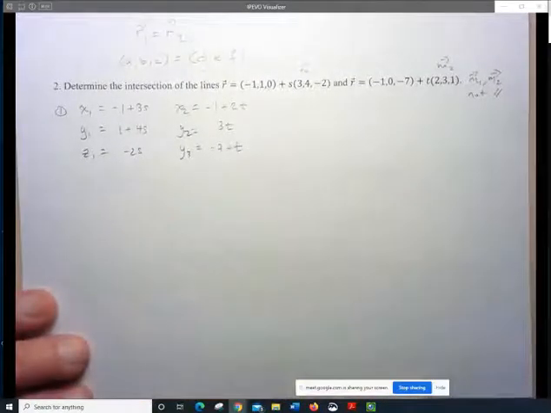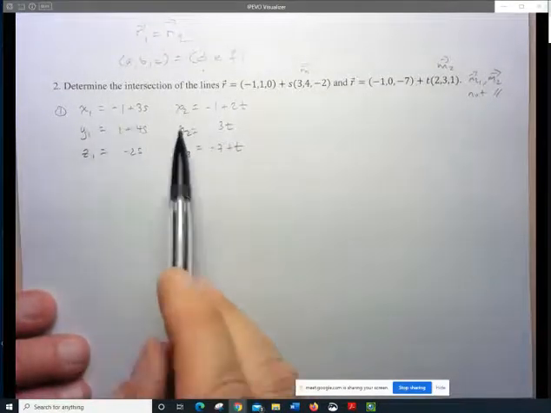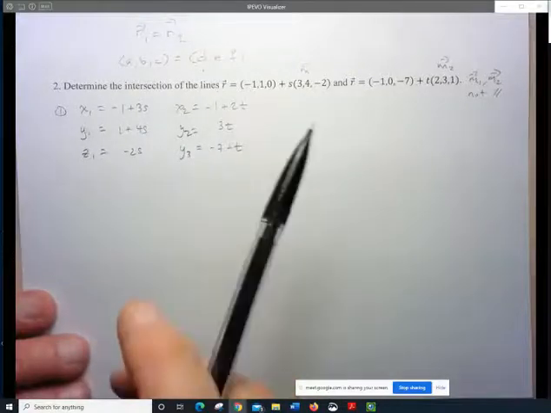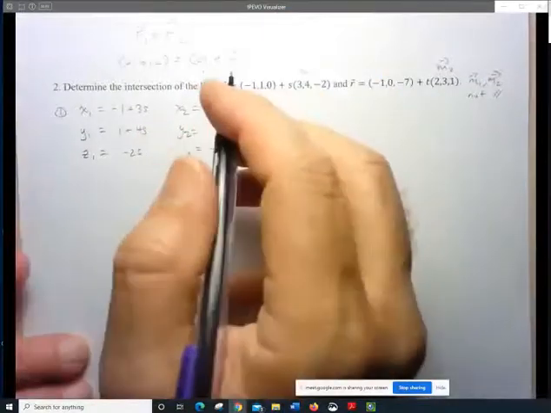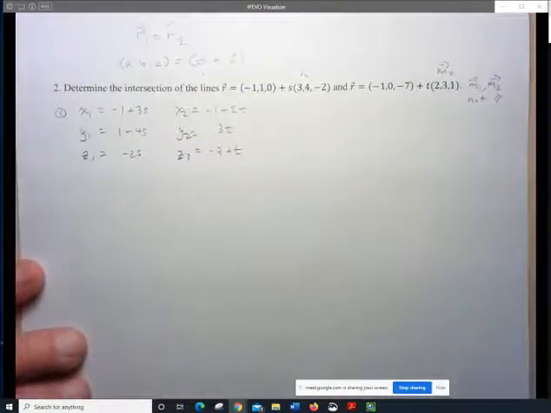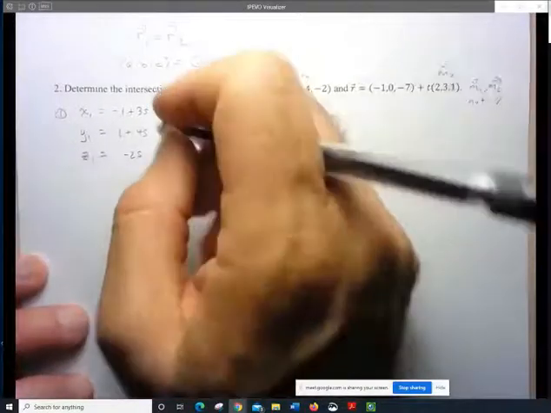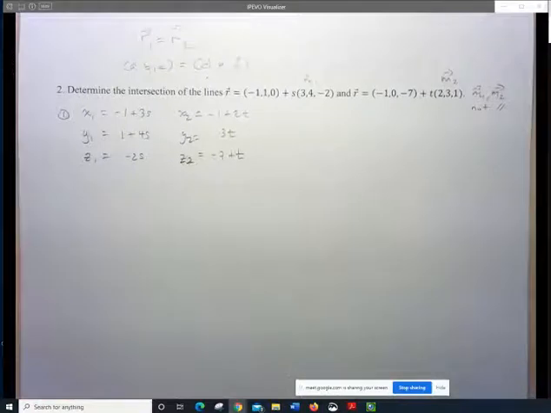Okay, and in the end, what do I want? I want to determine when the x components, y components, and z components, and I just realized that should have been z. Okay, yeah, thank you, Mendiza. Just saw that. Okay, all these components have to be equal. All these components have to be equal to each other.